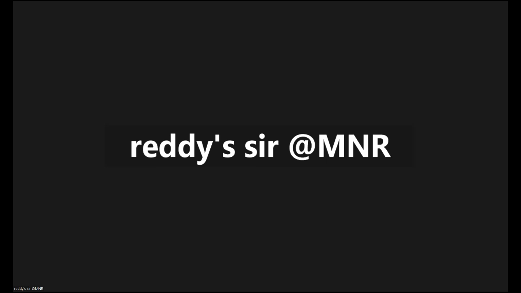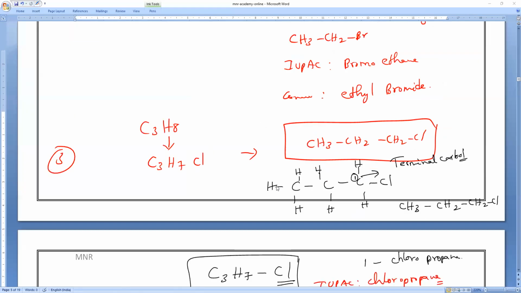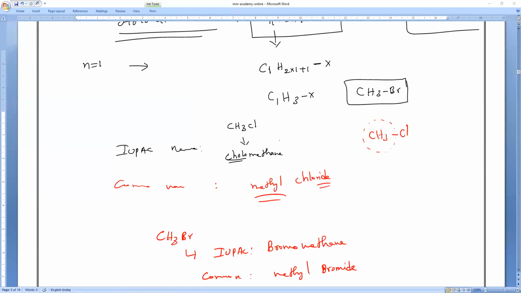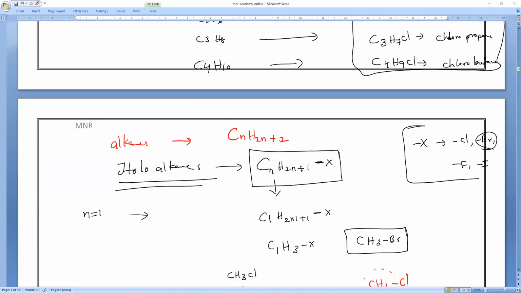I want everybody to be clear with everything. Do it with all 4: chlorine, bromine, iodine, and fluorine. Chlorine, chloride, bromine, bromide, iodine, iodide, fluorine, fluoride. Minimum how many compounds do you have to do, everyone? 5 compounds. Do it and learn it. Thank you, everyone.